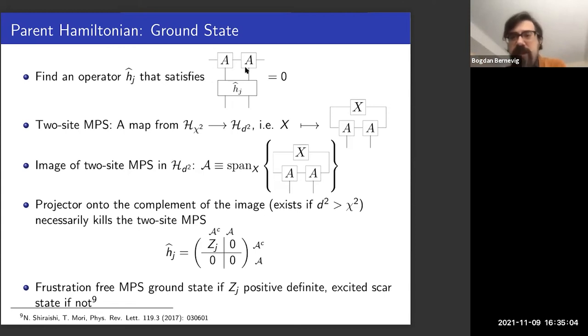So for example, for the AKLT, these matrices are 2x2, okay? Since they're 2x2, I can't write a one-body Hamiltonian, because for a one-body Hamiltonian the physical dimension would be 3, and 3 is less than 4. But if I have 2 sites, now the physical dimension is 9.